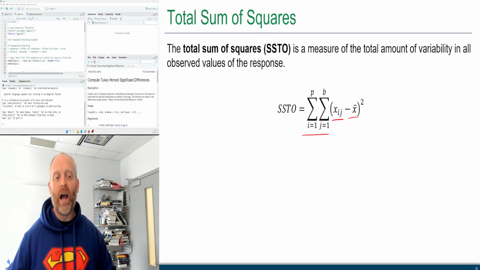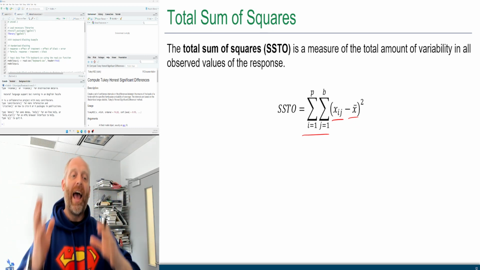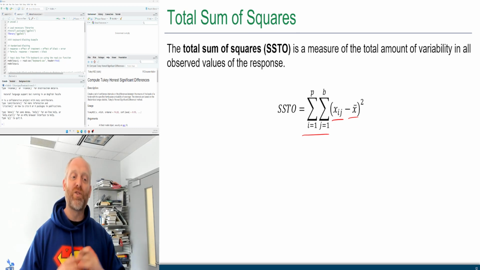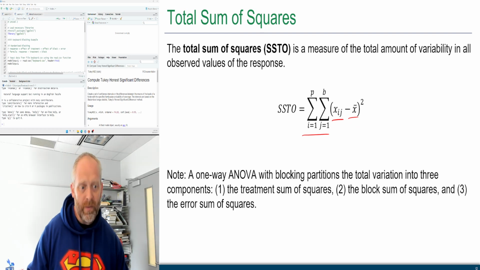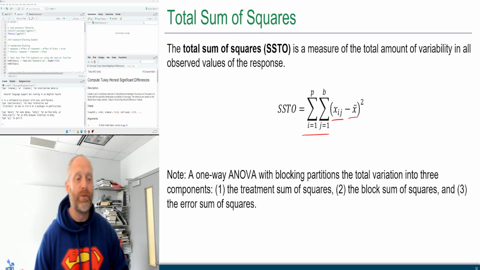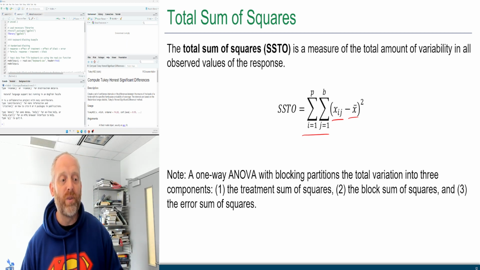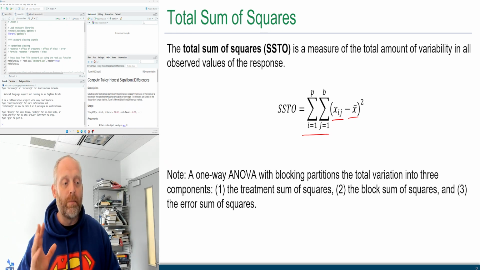So that's it. I run the experiment. I have my data here. How far is each data point away from the center? Square it, add it up. That's my total variability. As I said, we're going to break it up into the 3 different parts. So one is the treatment sum of squares, in terms of the primary factor, then we're going to be looking at the block sum of squares, and last but not least, the error sum of squares.